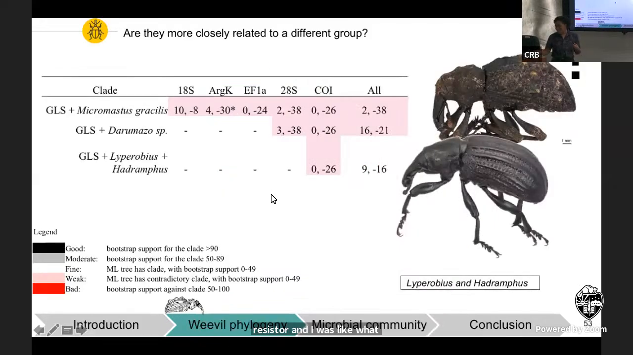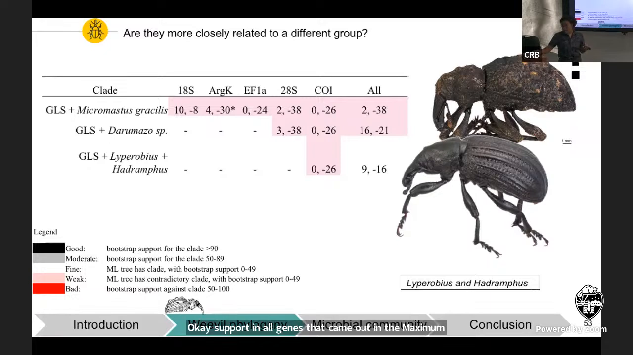But looking at the molecular data, there was only one gene for which I had data for Gastrotraphus lobosoma, Asterias, Limerobius and Hydrampus. There was weak support in that gene. And then the fact that there's moderate support, like, it's fine, okay support in all genes, that it came out in the maximum likelihood tree for all genes.